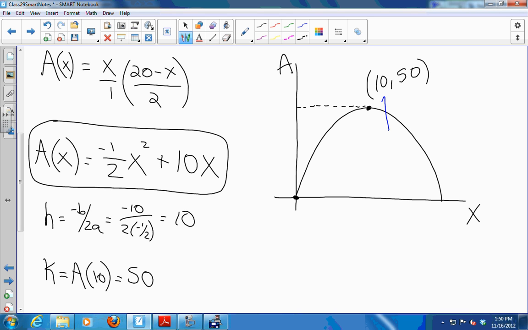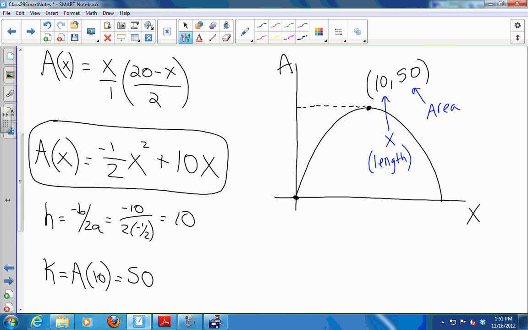So, what does this 10 represent? It's an x, yeah. An x in our problem was what? The length of the fence opposite the existing wall. Okay, so this is a length, right? That's one of the dimensions of my pen. What's the 50? Y value, and in this case, what are my y values? Area. Yeah, this is an area.